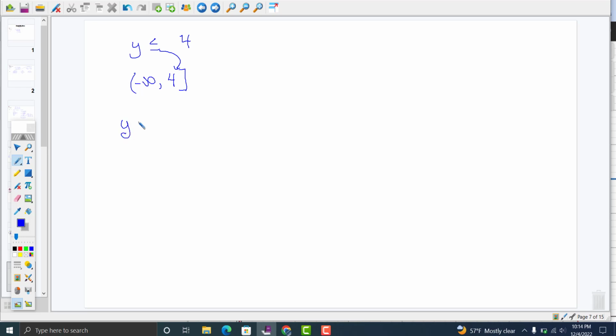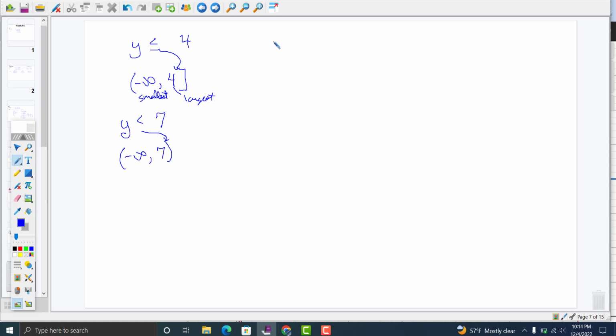So like if I had y is less than 7, start at negative infinity and go all the way up until I hit 7. But it's going to be a parenthesis because there's no bar underneath it. So our smallest number always goes here, and the largest number goes here.